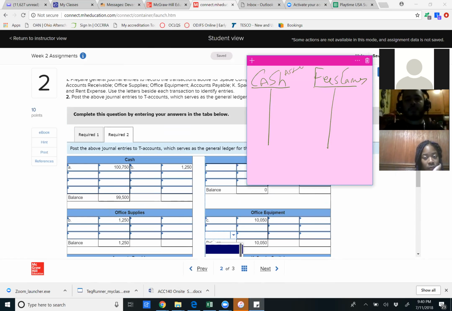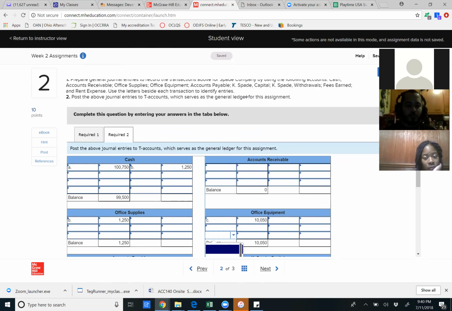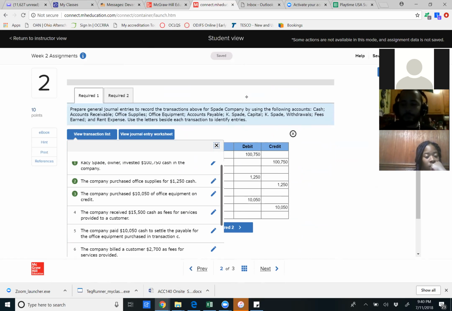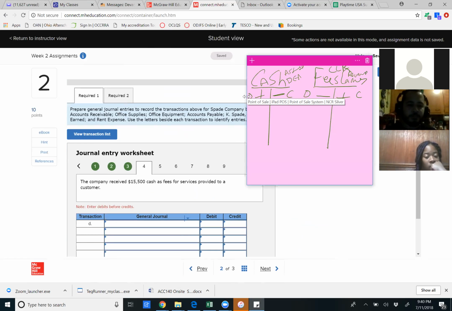Cash is an asset. Asset uses DEA. All DEAs are plus minuses. It's always debit credit. Always debit credit. Fees earned is a revenue. We use CLR for revenues. So this is going to be a minus plus. So once I know that, then I can figure out where my numbers go. Did my cash balance go up or go down? It went up. Yep, because I received $15,500 cash. Okay, so did my revenue balance, oh, where is that coming from?